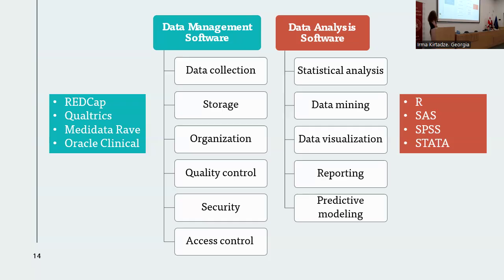Some examples of data management software: REDCap, which I'll show you a little bit of later. Qualtrics, which is great for questionnaires. Metadata Rave, which is used a lot by pharmaceutical companies, and Oracle Clinical is another one. Data analysis software is probably self-explanatory as well. We use it for statistical analysis, data mining, data visualization, reporting, and predictive modeling. Some examples are R, SAS, SPSS, and there's a whole slew of others.